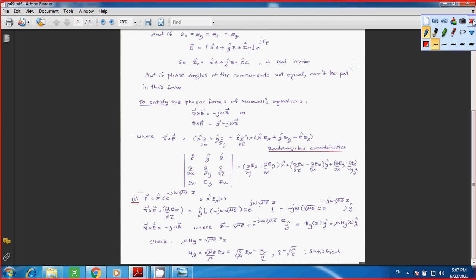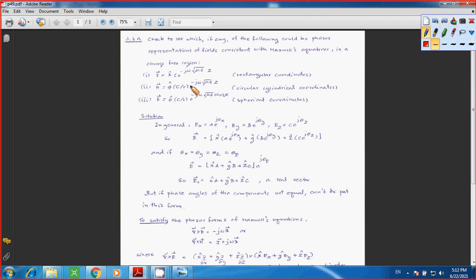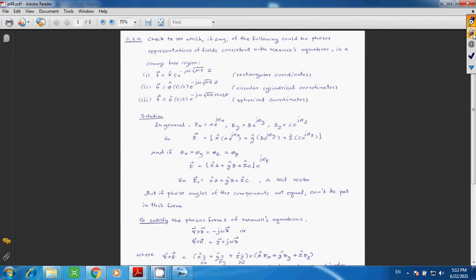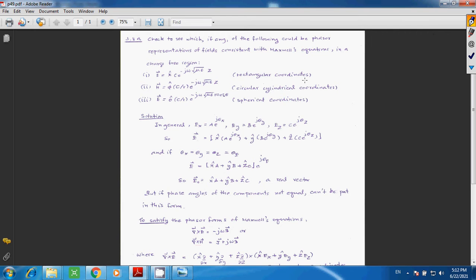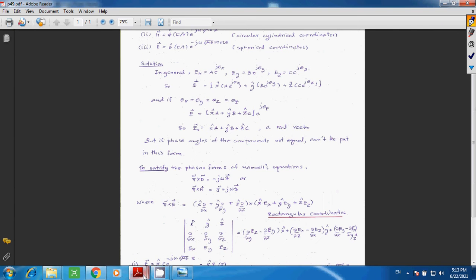Now let's move to case number 2. H equal to unit vector phi times C over rho times exponential negative j omega square root mu epsilon z, but you need to work in circular cylindrical coordinates. That means you need to work out the curl. So what about the curl in cylindrical coordinates? Let's move to the next page.